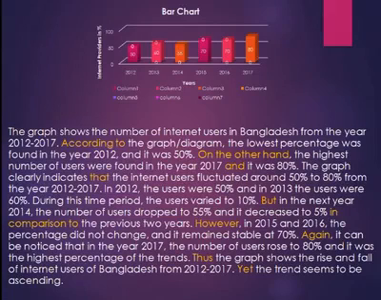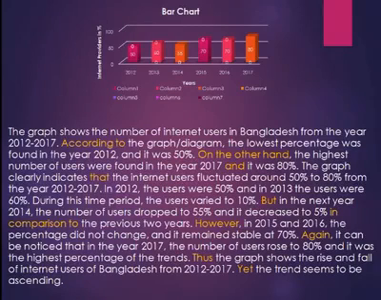In 2012, the users were 50% and in 2013, the users were 60%. During this time period, the users varied by 10%. But in the next year, 2014, the number of users dropped to 55% and it decreased by 5% in comparison to the previous year. However, in 2015 and 2016, the percentage didn't change and it remained stable at 70%. Again, it can be noticed that in the year 2017, the number of users rose to 80% and it was the highest percentage of the trend.